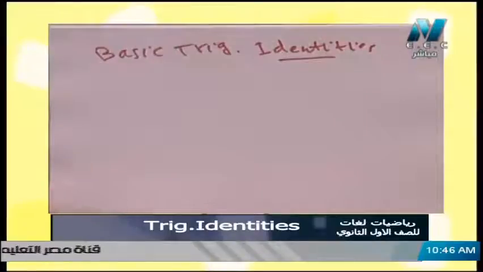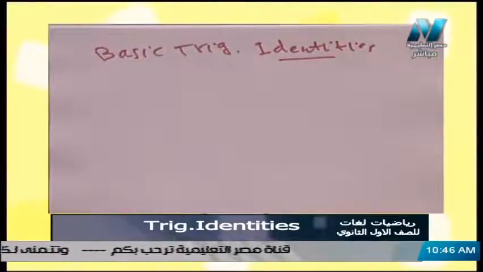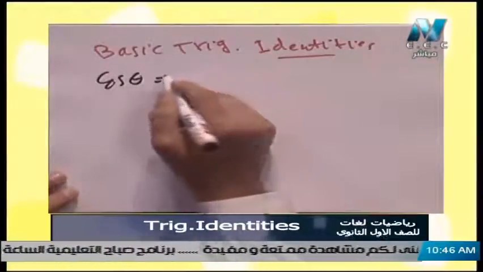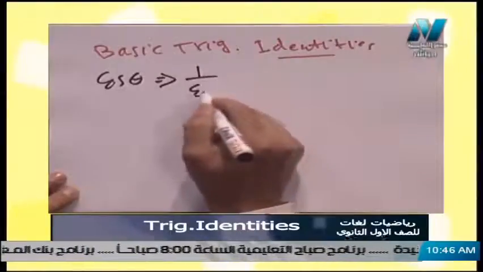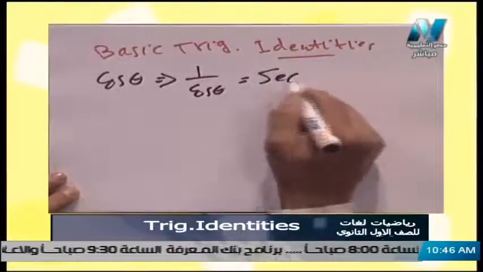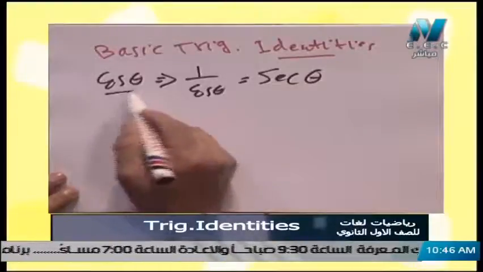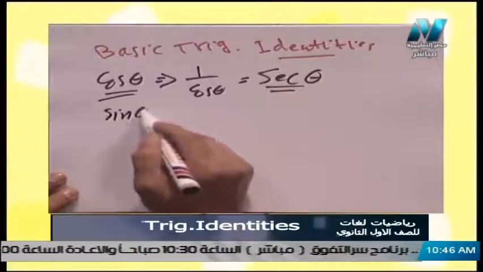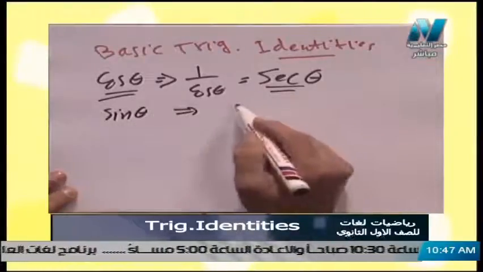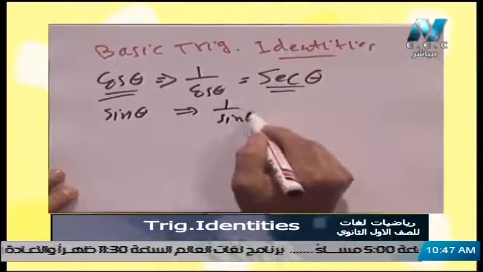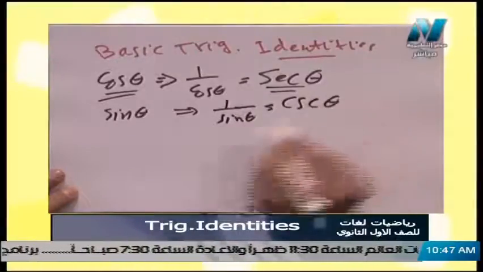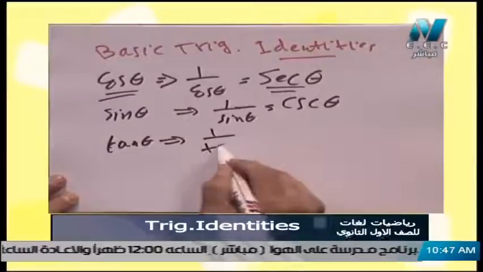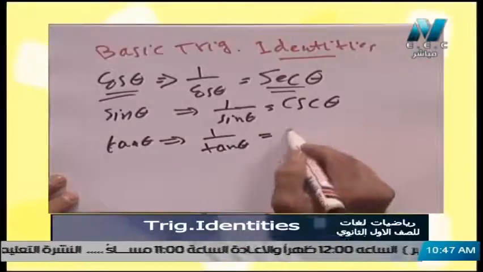Now we know that the reciprocal of cosine theta is 1 over cosine theta, which is sec theta. The reciprocal of sine theta is 1 over sine theta, which is cosec theta. The reciprocal of tan theta is 1 over tan theta, so it is equal to cotan theta, and so on.